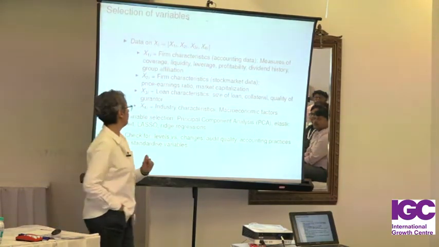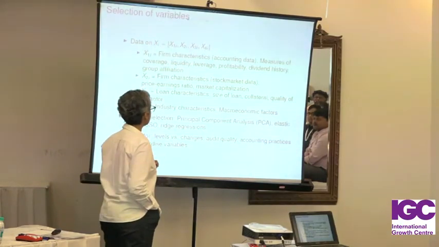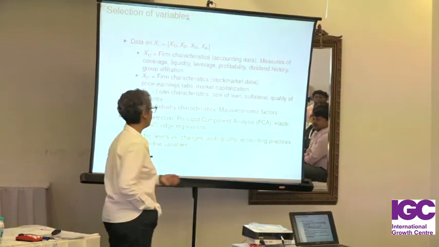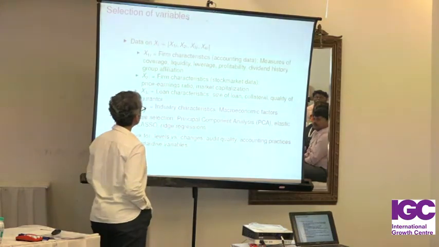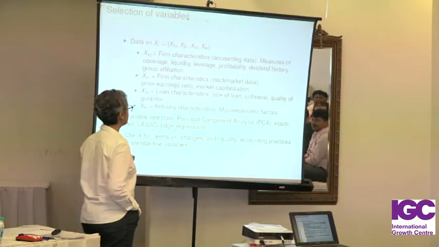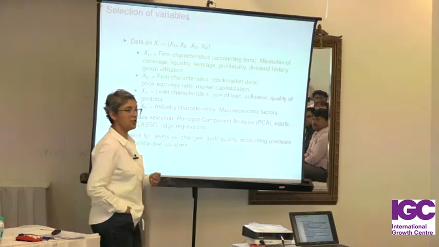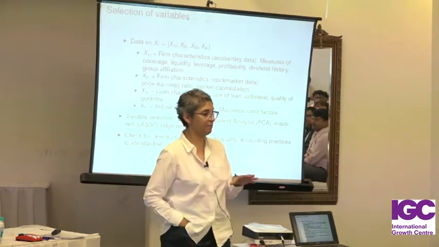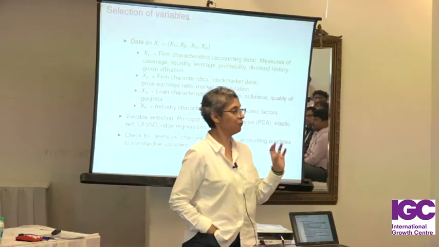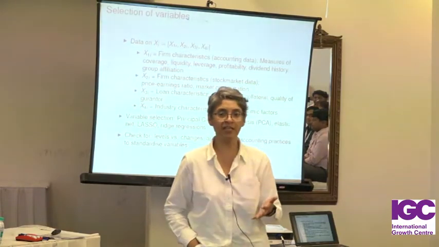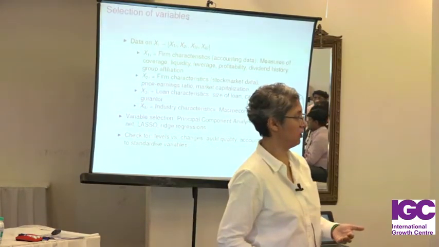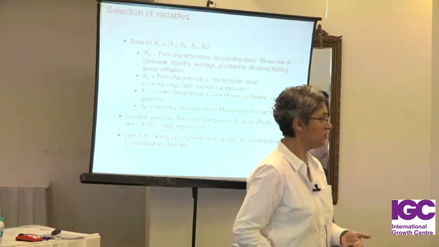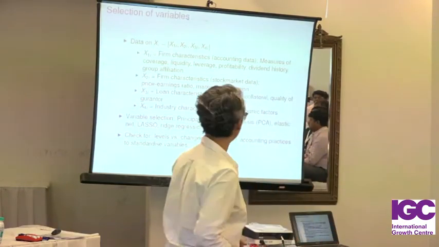For the firm, you have firm characteristics, which is the balance sheet. You have measures like coverage, liquidity, dividend, group affiliation. All of this is information from the balance sheet. It tells you something about who the company is. For instance, group affiliation is, are you a Tata company or not? So that could be one kind of group affiliation.